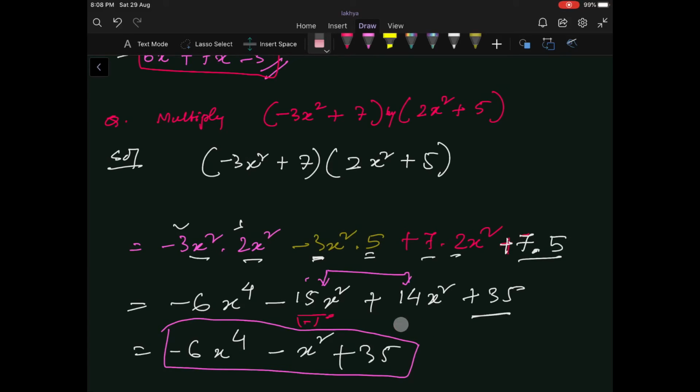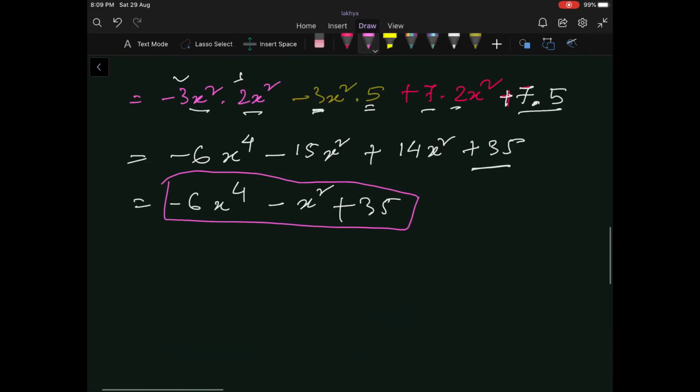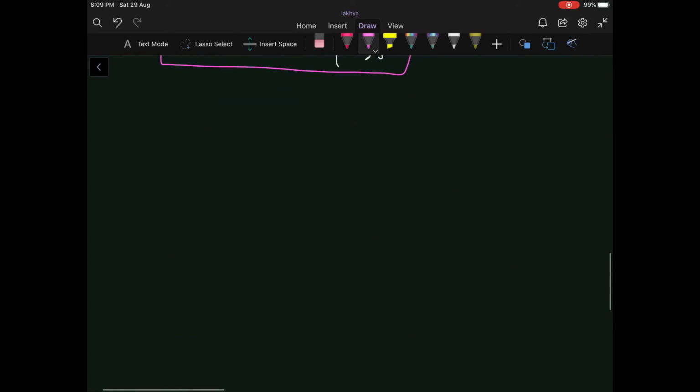Now let me show you how to multiply a binomial by a trinomial. Let me show you multiplication of binomial and trinomial. Here you see, tri means 3, so a trinomial means a polynomial consisting of 3 terms.